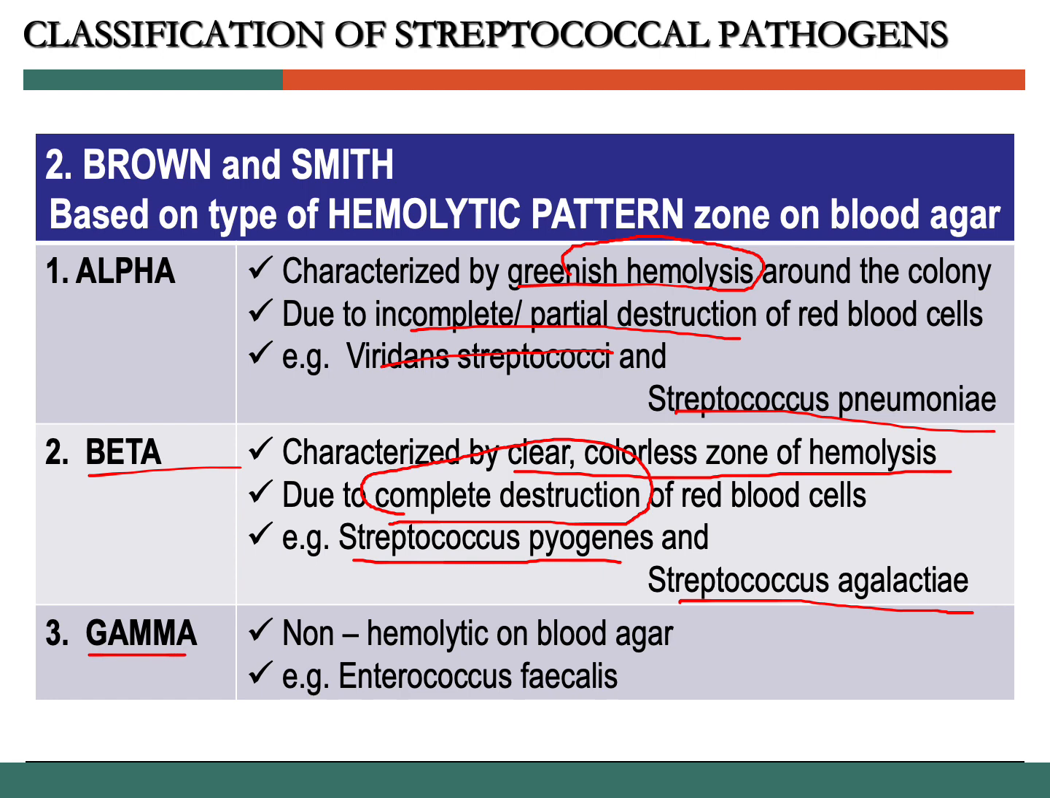Another one is gamma hemolysis. These are non-hemolytic on blood agar plate. Common examples are Enterococcus fecalis as well as Streptococcus bovis. Streptococcus bovis is also non-hemolytic. Since the gamma class does not have hemolysis on the blood agar plate, it does not change the RBCs. This organism does not destroy the RBCs.